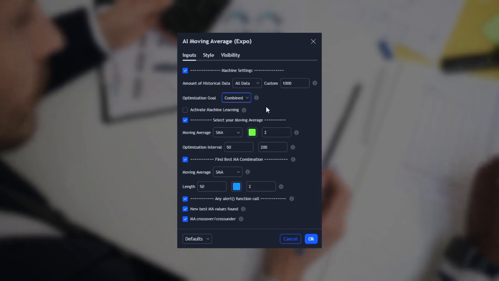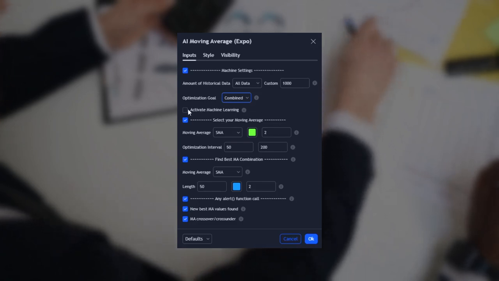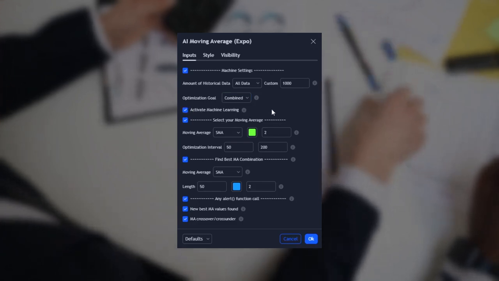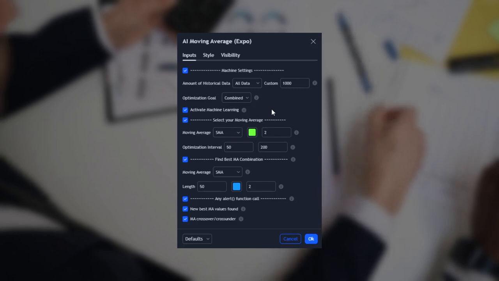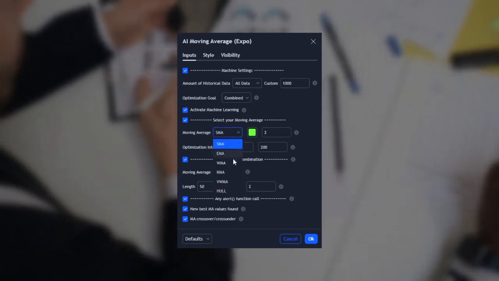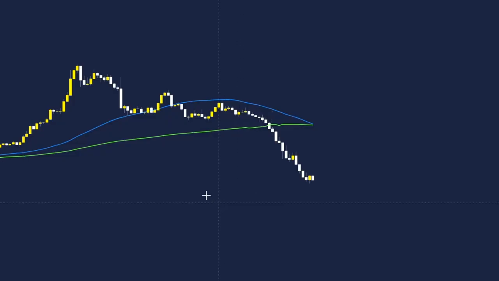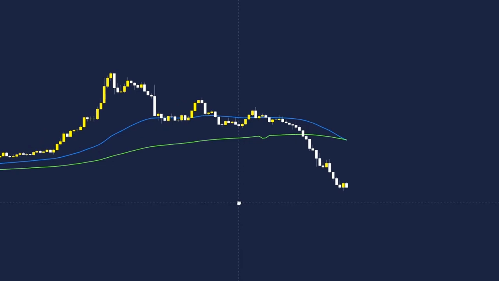This will target both performance and win rate for the strategy, and finally turn on the machine learning setting. This allows the indicator's AI to adapt the moving average to different market types. And last but not least, let's switch the moving average types to EMA. As we can see, the moving averages are now updated on the chart.